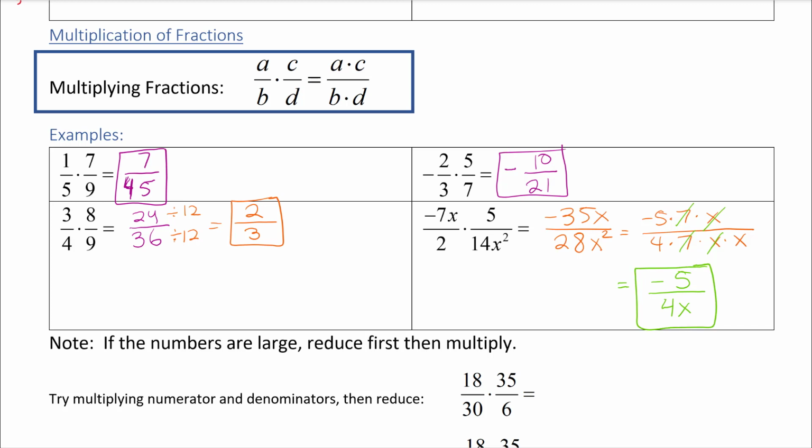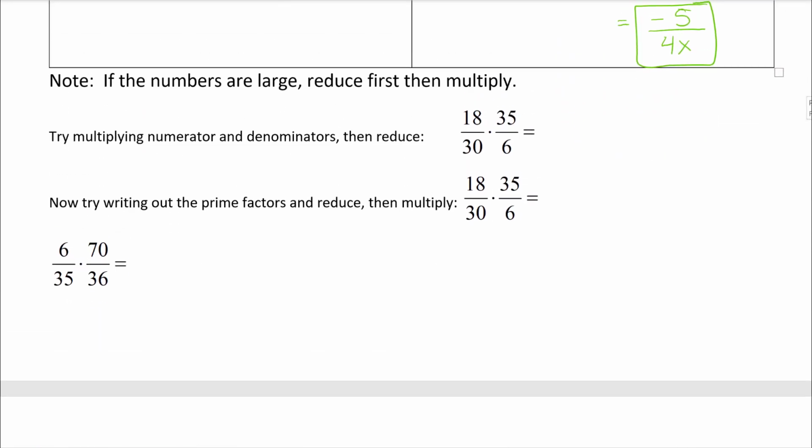So multiplying the top, multiplying the bottom, and reducing totally works. But if the numbers are large, then it becomes quite cumbersome to multiply first, because it gets really, really big. Let me show you an example of what I'm trying to talk about. So if I try to multiply the numerators and multiply the denominators and reduce, I have 18 times 35, which, seriously, I don't want to do that in my head. I went ahead and used a calculator and got 630. I don't really want you using a calculator, but you'd have to multiply longhand, which we kind of aren't here. So I have 630 over 180, and that's actually like huge.